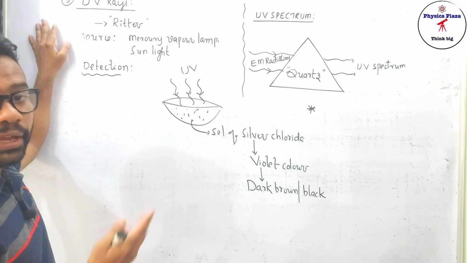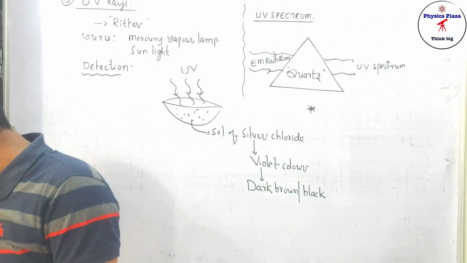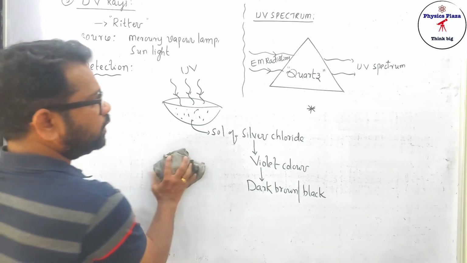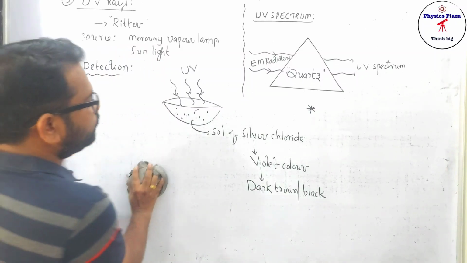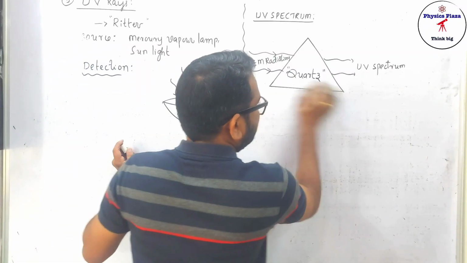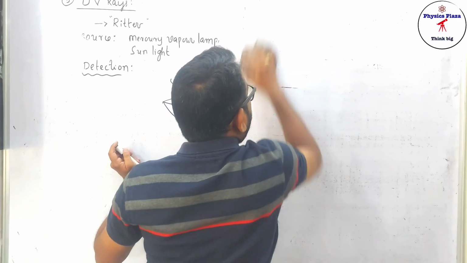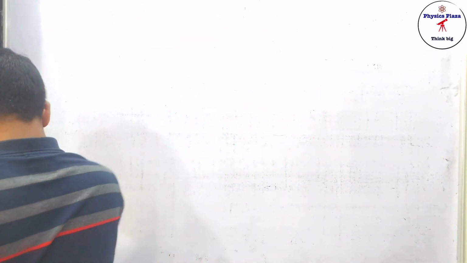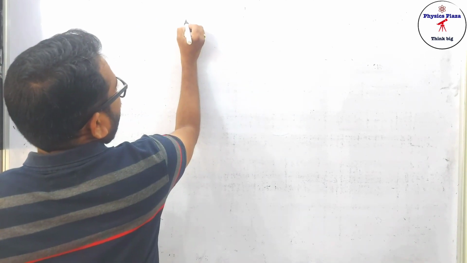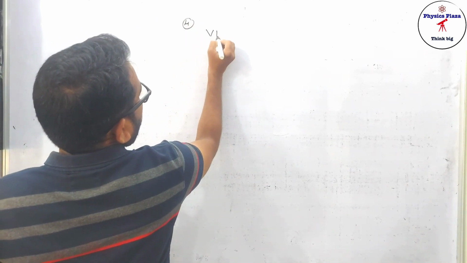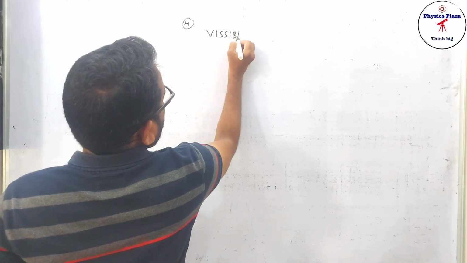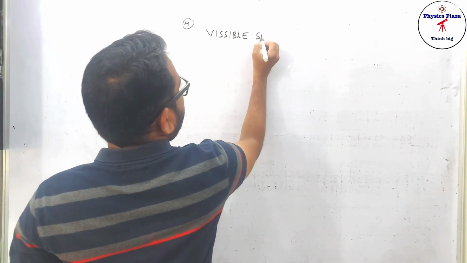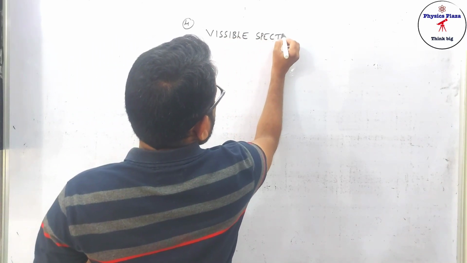So after this, what we have? We have the visible spectrum. Children, hope it is copied. Fine. So the visible spectrum, from the examination point of view, the wavelength is very important. Wavelength. So look here. Now the fourth one, which we'll be discussing, is the visible spectrum.